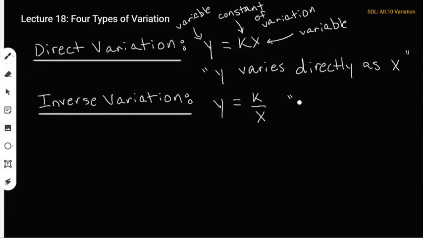And when we want to write this out in words, we say that y varies inversely. Inversely, right? Because we're dividing. Y varies inversely as x. So those are the 2 types of variation that you learned in Algebra 1. And then for Algebra 2, we just add 2 different types that you haven't learned yet. And those are joint and combined. So let's talk about joint variation next.